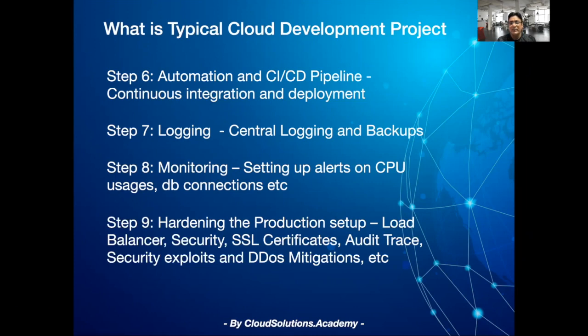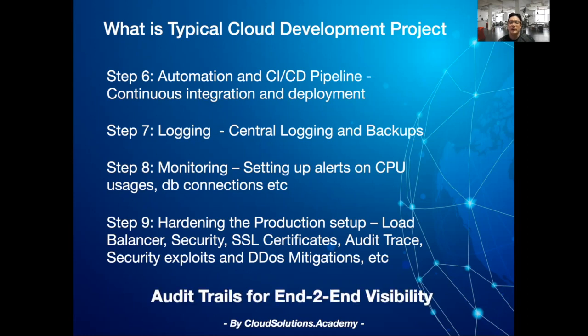The next step involves hardening the production setup and optimization. Before going live, you need to harden the production environment by ensuring the right identity and access management is configured, setting up cloud services like Google Cloud Armor or Amazon Web Application Firewall to deal with common security exploits, and setting up audit trail services for end-to-end traceability.